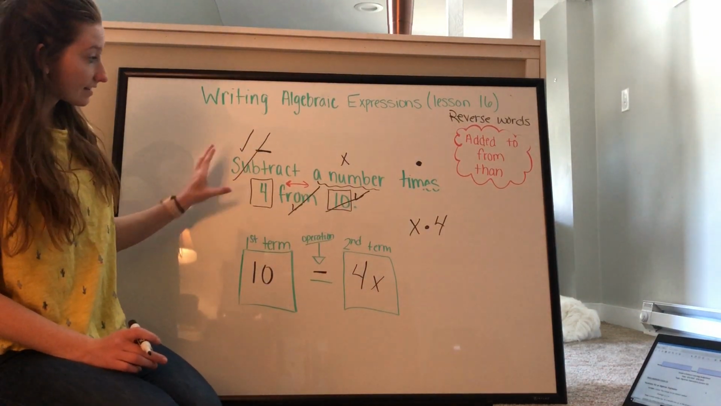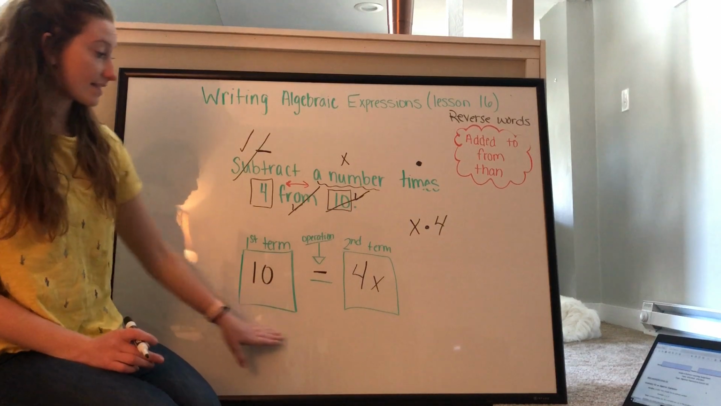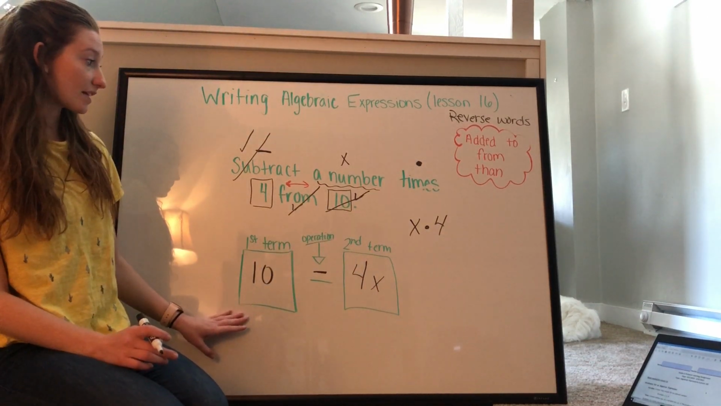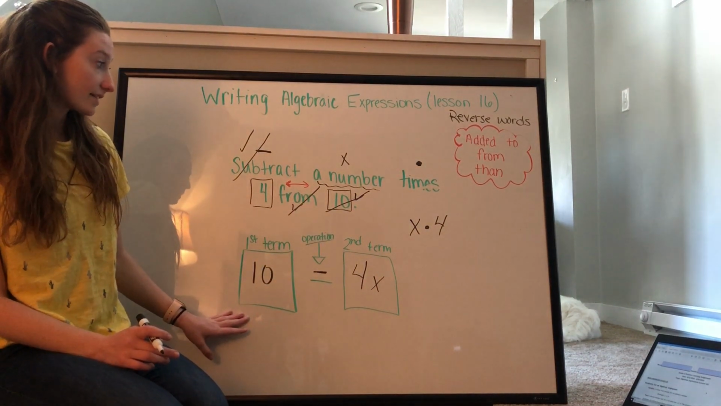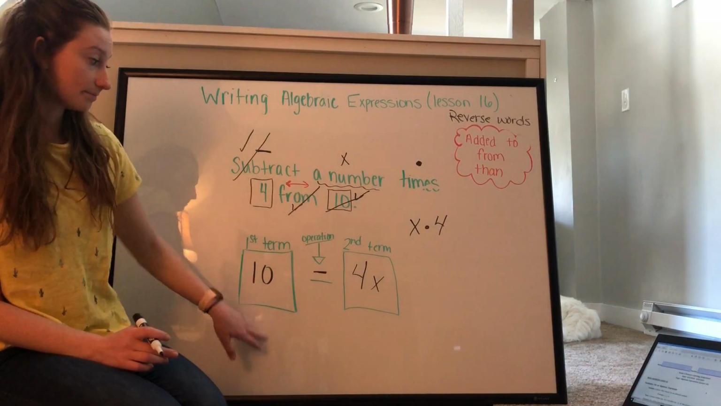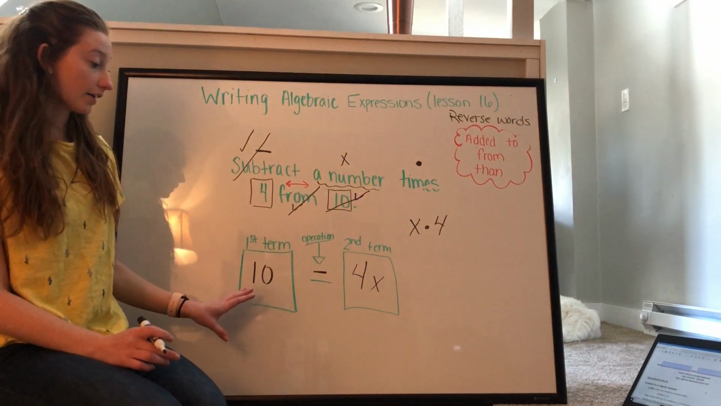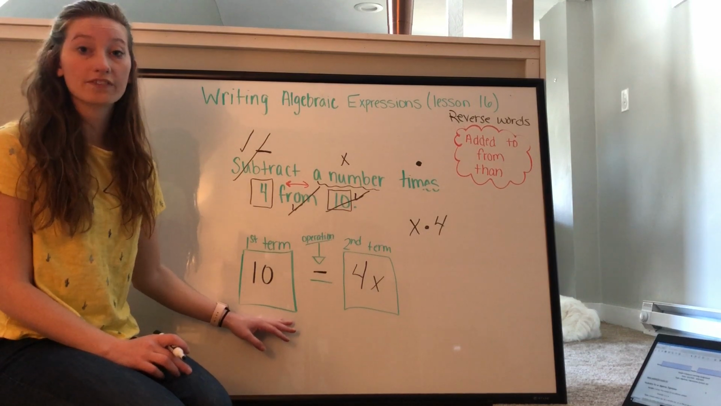Now this sentence means the same thing as this down here. The way you would read this is subtract a number times 4 from 10. And now we have our written expression. We would be able to solve this.